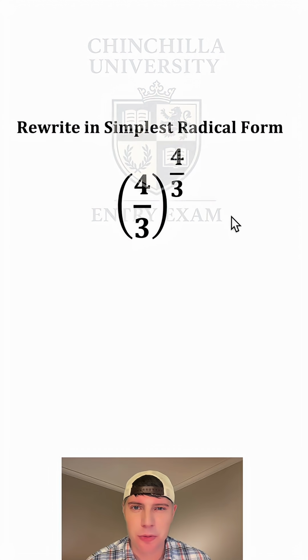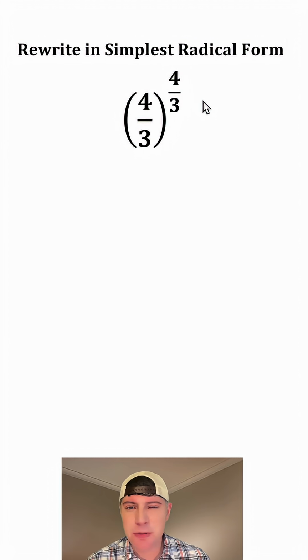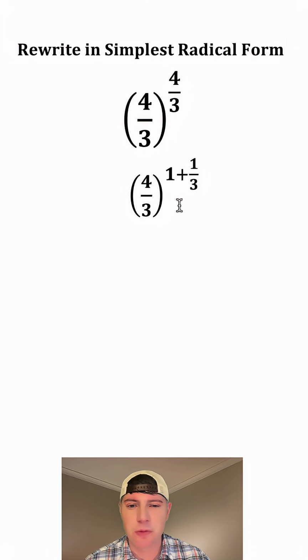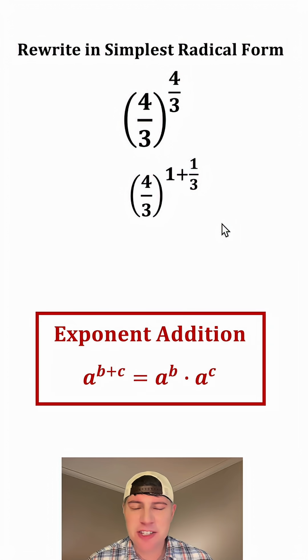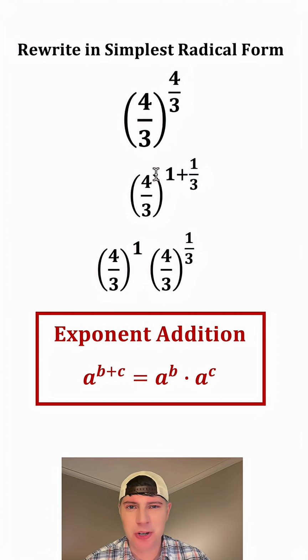3, 2, 1. First step, I'm thinking the exponent is an improper fraction. Let's rewrite 4/3 as 1 and 1/3, or 1 plus 1/3. And then using these notes, anytime you have a to the power of b plus c, that's the same thing as a to the b times a to the c. So we can rewrite this as (4/3) to the 1 times (4/3) to the 1/3.